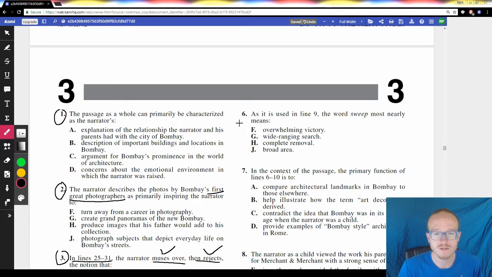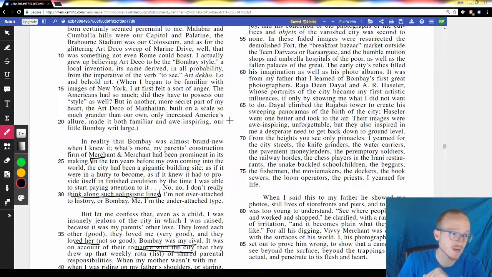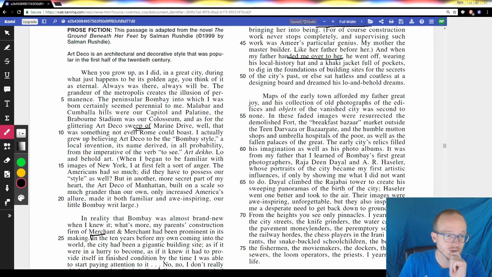So number 6, as it's used in line 9, the word sweep most nearly means. Okay, so for this vocabulary and context question, generally what they're going to do is give you a familiar word, something you've probably heard before, but they might use it in a sort of strange situation. So looking at line 9, looking for the word sweep, right? So sweep, there it is. We're going to try to get an idea of how this is meant, right?